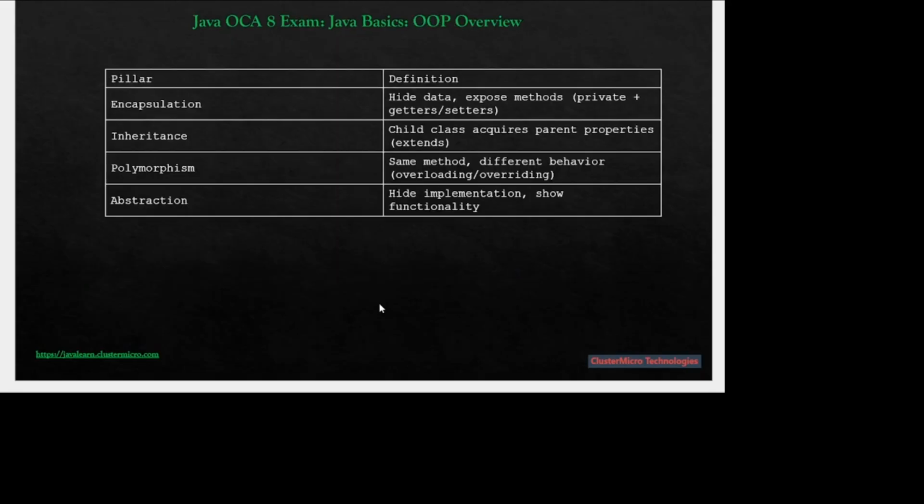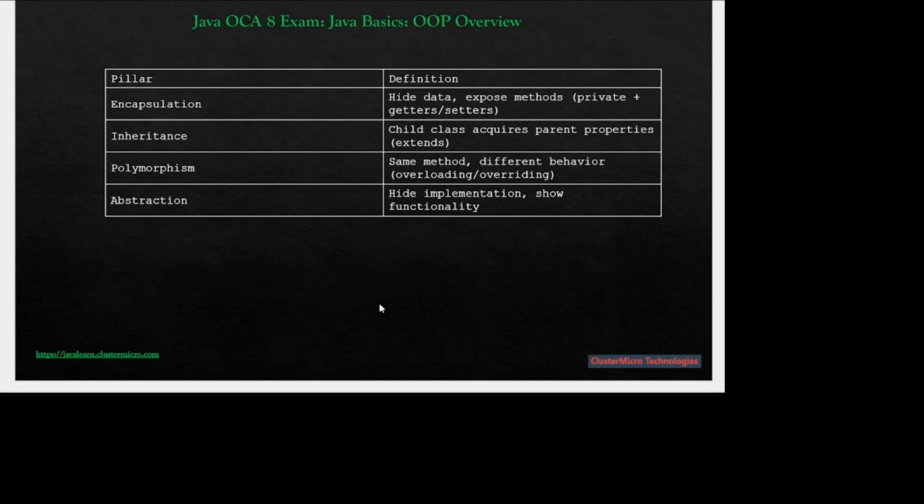Object-oriented programming overview. Java is an object-oriented language. Everything revolves around classes and objects here, right? There are 4 core principles of OOP: encapsulation, inheritance, polymorphism, and abstraction. I'll give you a quick overview here, because each one has its own dedicated chapter later in the course.